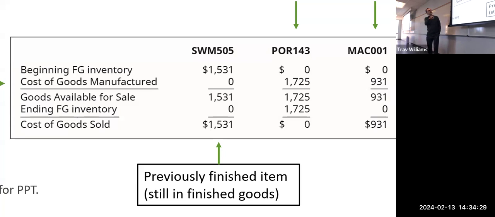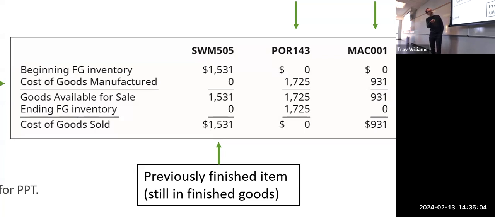So at the beginning of this period, we've got that much finished goods. They're adding no costs in this period because it's already finished, right? No more cost to add. Which means that they have this much available for sale. At the end of the period, there's nothing left in that product's finished goods inventory. Why not? They sold it. And so that 1,531 became cost of goods sold. Right? Because from finished goods inventory, when you sell the product, you then transfer those costs to cost of goods sold.